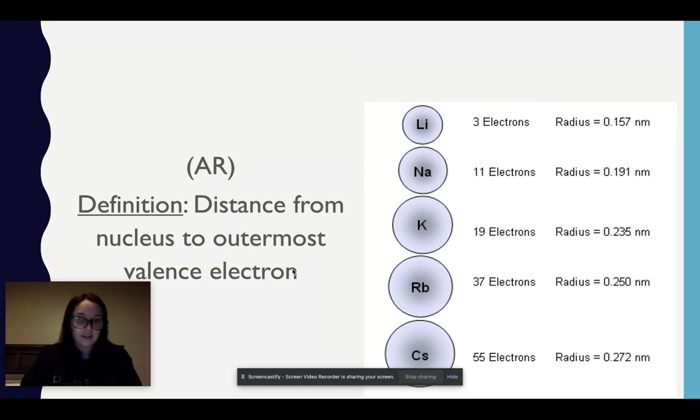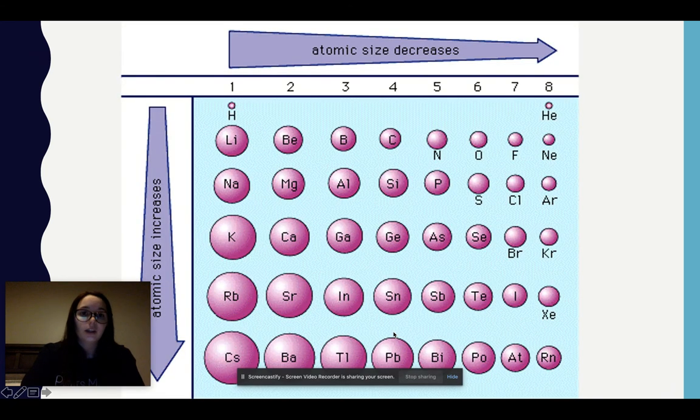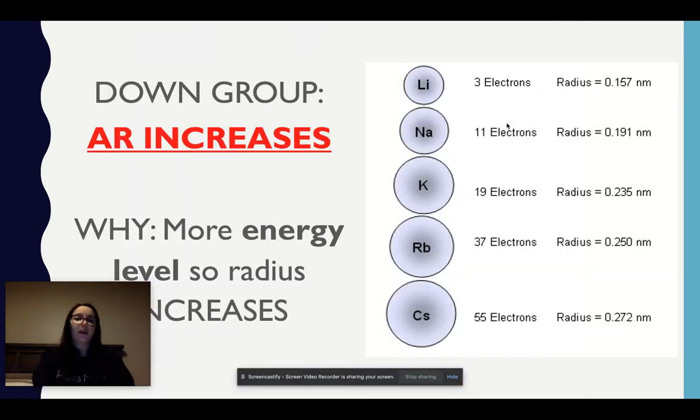Now, atomic radius, what I'm pretty much saying is that I have more rings away from my nucleus. So look at this image here. As I move down group 1, I have a higher atomic radius. It's important to note the atomic size increases as you move down, but as you move left to right, it decreases. When I'm going down, my atomic radius increases, and the reason is there are more energy levels, so the radius increases, which feels very self-explanatory.